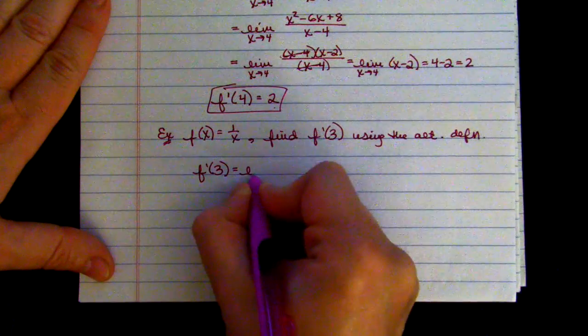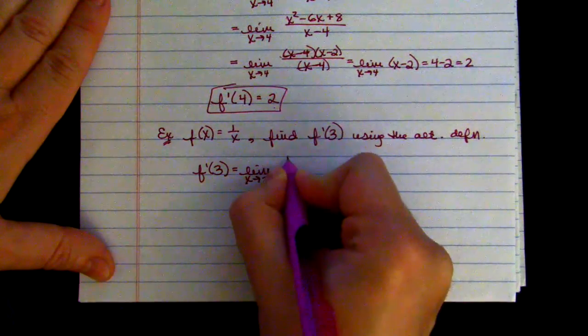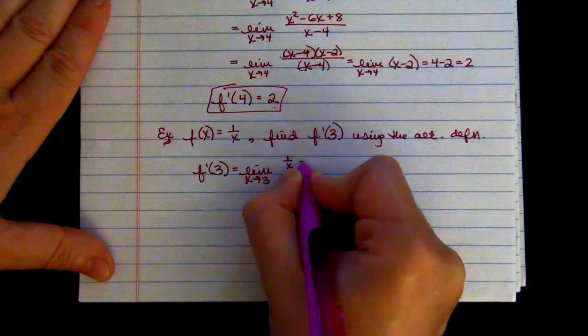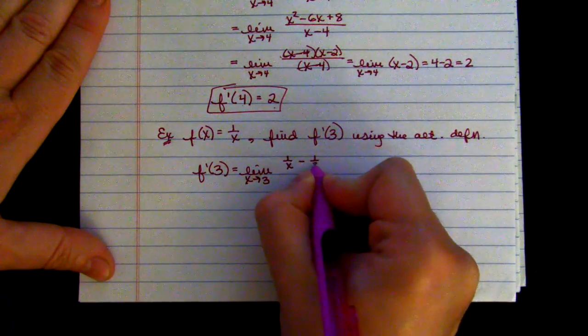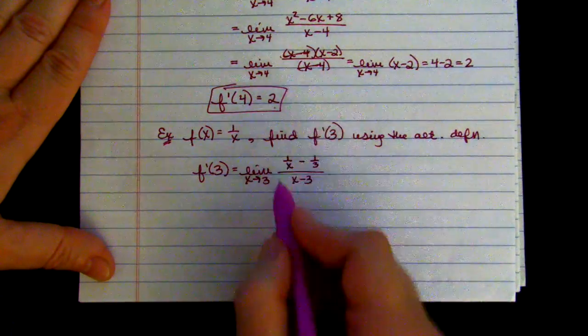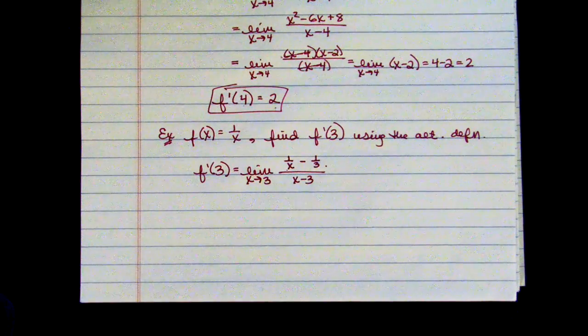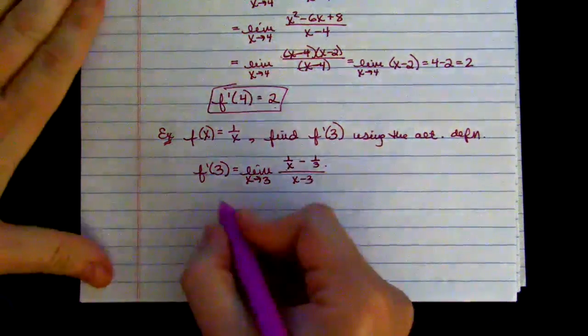f prime of 3 is going to equal the limit as x approaches 3 of 1 over x minus 1 over 3 over x minus 3. And I'm realizing I probably should have started by saying f of x minus f of 3. Whatever, you got that. Well, then you need to go get a common denominator up top. And the common denominator is, hopefully you said 3x.